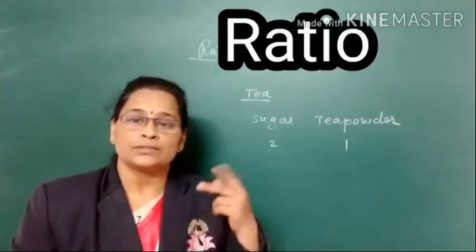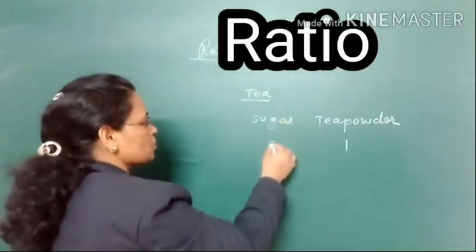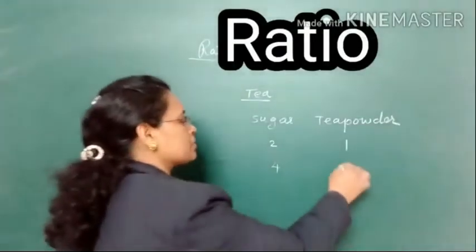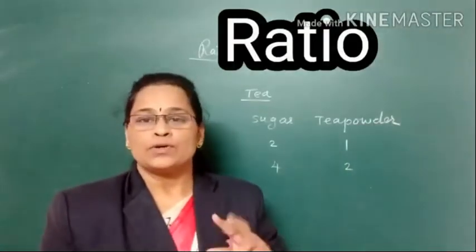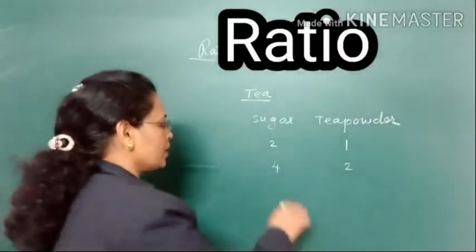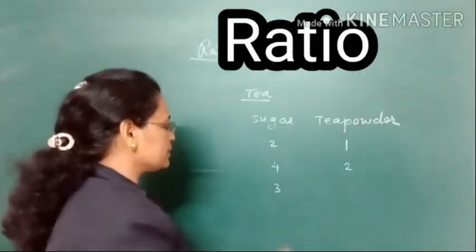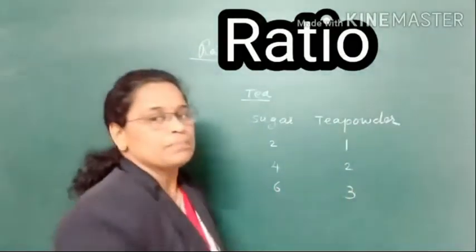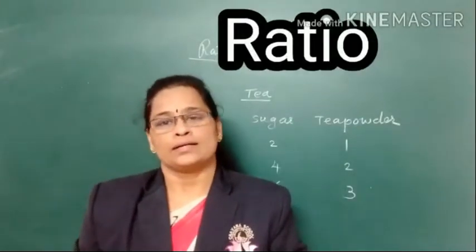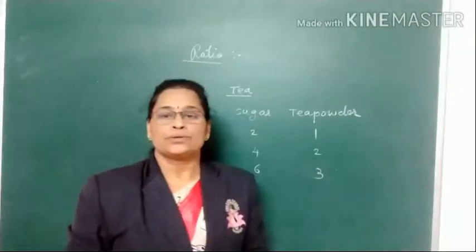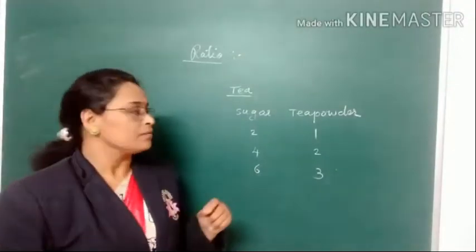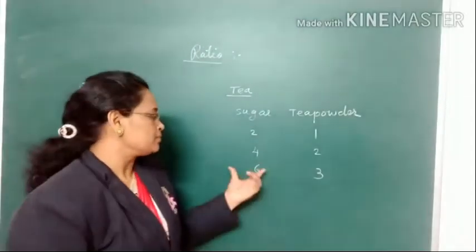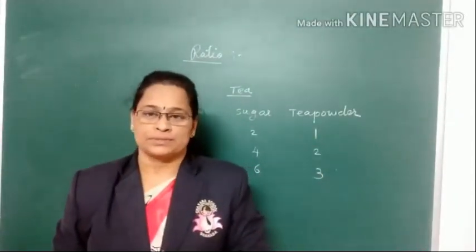If you want to make 2 cups, then what will you do? Sugar you will double, you will take 4 spoons, and tea powder will be 2 spoons. If you want to make 3 cups, then 6 spoons of sugar and 3 spoons of tea powder will be there. Correct? And then only the tea will be proper. So, to prepare the proper tea, we have to compare here 2 quantities: sugar, how many spoons, and tea powder, how many spoons.